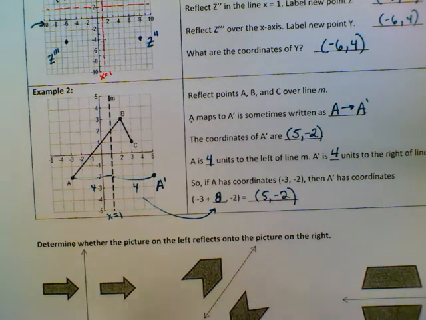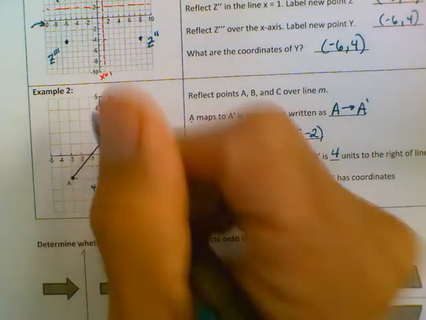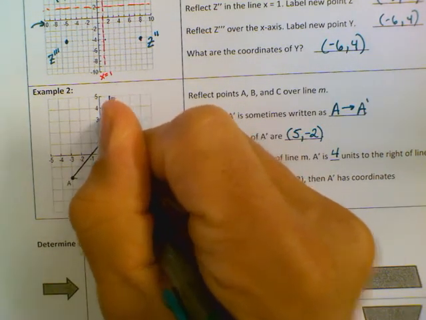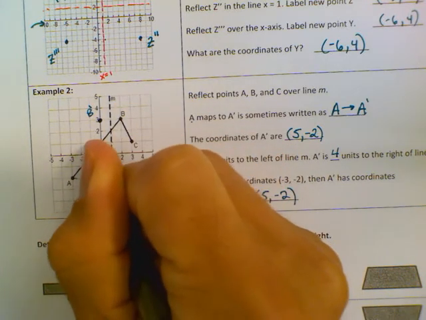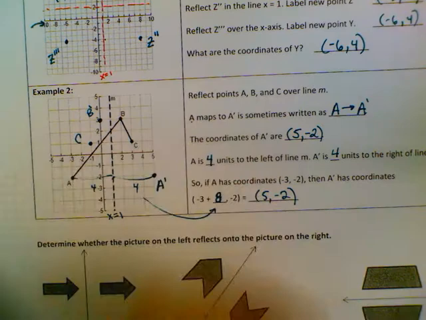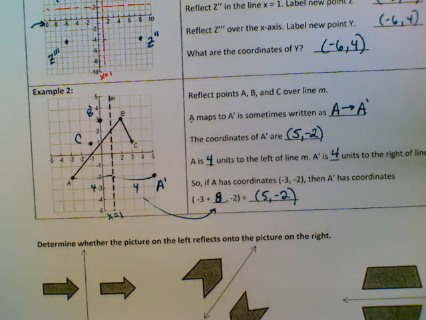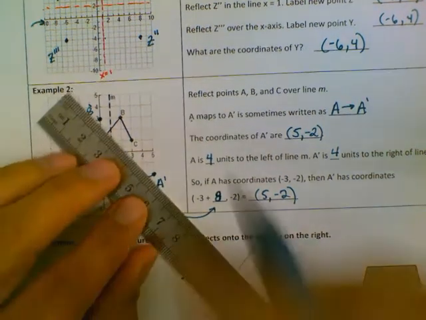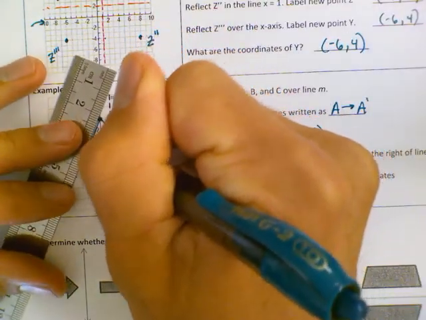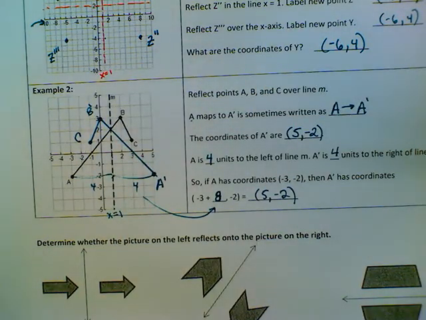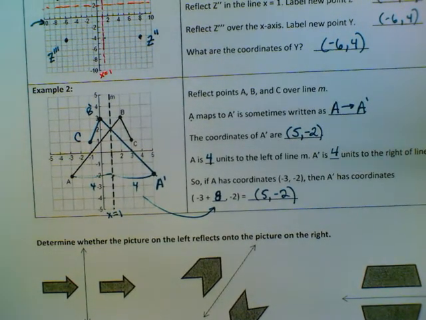I know that it doesn't say to do this, but let's go ahead and flip B to B prime as well, and C to C prime, and practice connecting those dots. So when you connect the dots, make sure you're connecting the correct ones, or in the correct order. Okay? So that's the way that one would look if you reflected all 3 points across the line x equals 1.